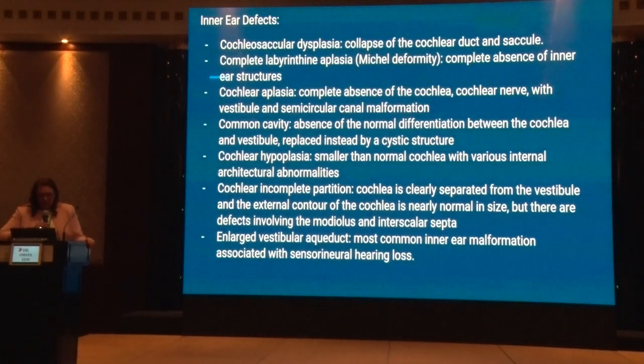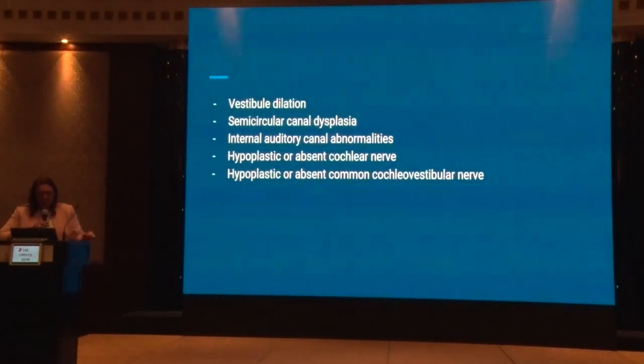Cochlear incomplete partition, where the cochlea is clearly separated from the vestibule, and the external contour of the cochlea is nearly normal in size, but there are defects involving the modiolus and the interscalar septa. Enlarged vestibular aqueduct, the most common inner ear malformation associated with sensorineural hearing loss. Vestibular dilatation, semicircular canal dysplasia, internal auditory canal abnormalities, hypoplastic or absent cochlear nerve, hypoplastic or absent common cochleovestibular nerve.